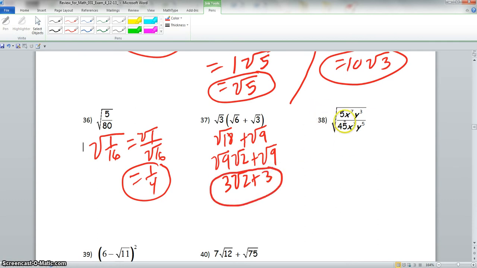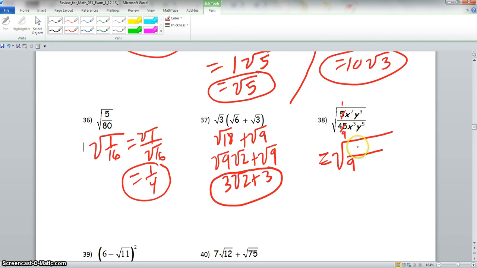Now we come here to 38. Before we take any square roots, let's see if we can simplify anything. So 5 and 45, they both have 5 in common. This will leave you 1. This will leave you 9. So our denominator so far has a 9. We only would need to write the 1 if everything else simplifies.